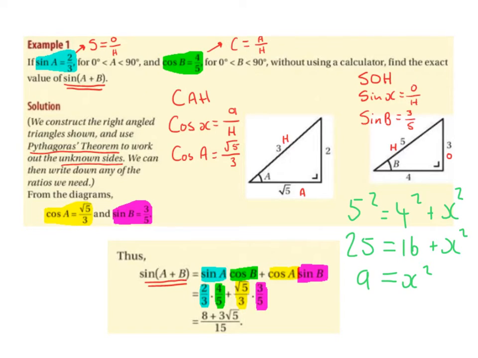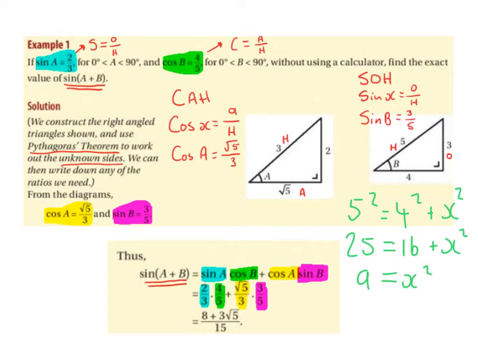We're going to use SO, which is sine of x equals O over h. The side that is opposite angle B is 3. So 3 is our numerator. And the hypotenuse is 5. So we get sine of B equals 3 over 5. So in the question, we were told sine of A is 2/3, cos of B is 4/5. And from the diagrams, the right angle triangles, we worked out cos of A is root 5 over 3, and sine of B is 3 over 5.